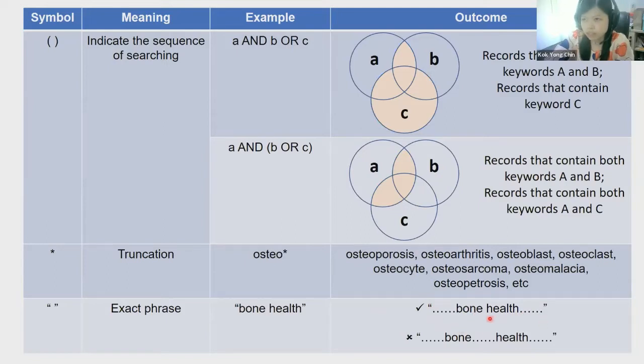In the whole, whether in the title or in the abstract, you will get something like the first one here. So you won't be getting in a sentence "bone something", then some words in between, and then "health" again. You are not getting bone and health like this. This is the exact phrase that you will be getting, just like the first example here.